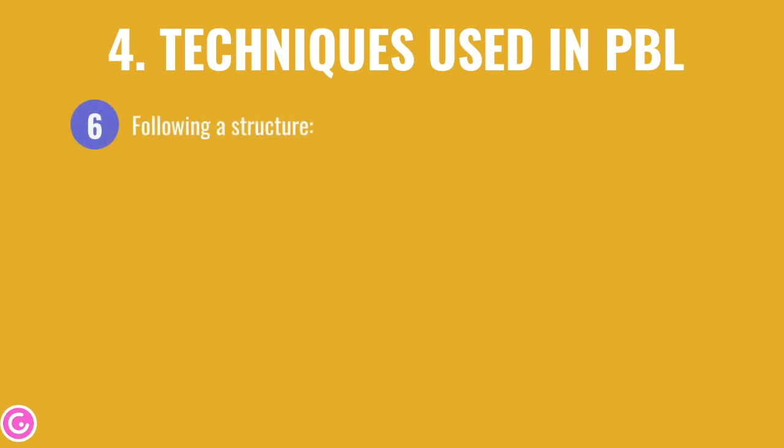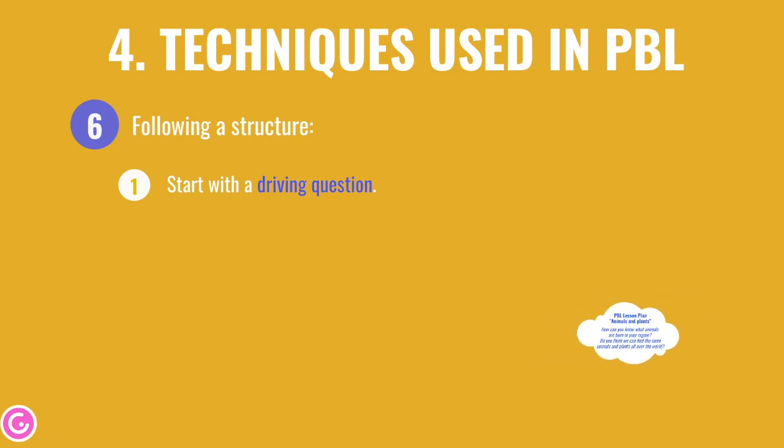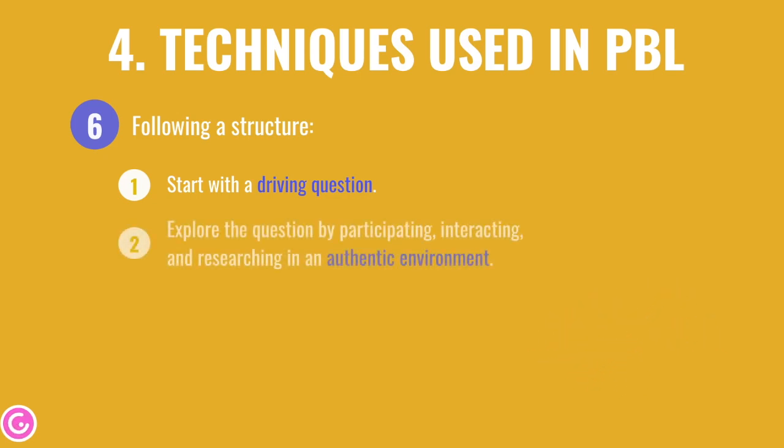First, start with a driving question, a problem to be solved. For instance, in a PBL lesson plan titled Animals and Plants, the driving questions can be: how can you know what animals are born in your region? What plants can you find here? Do you think we can find the same animals and plants all over the world? Second, explore the questions by participating, interacting, and researching in an authentic environment.